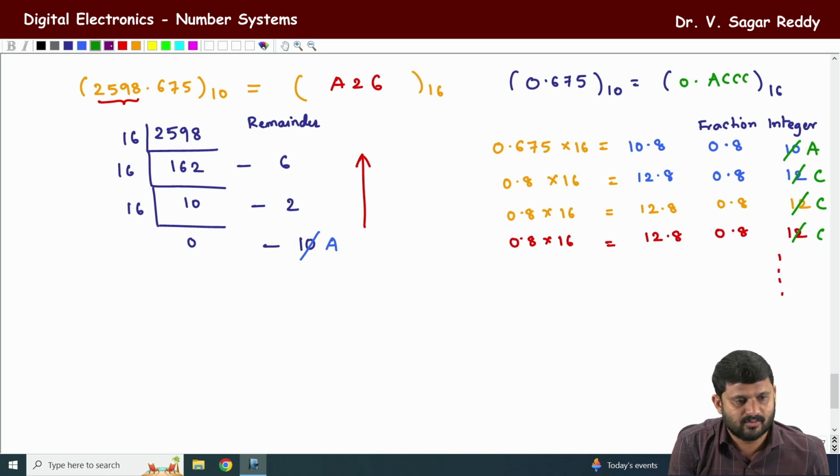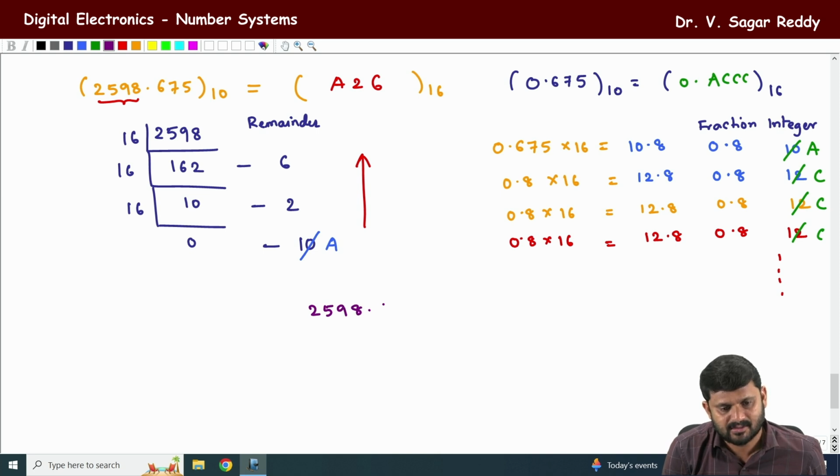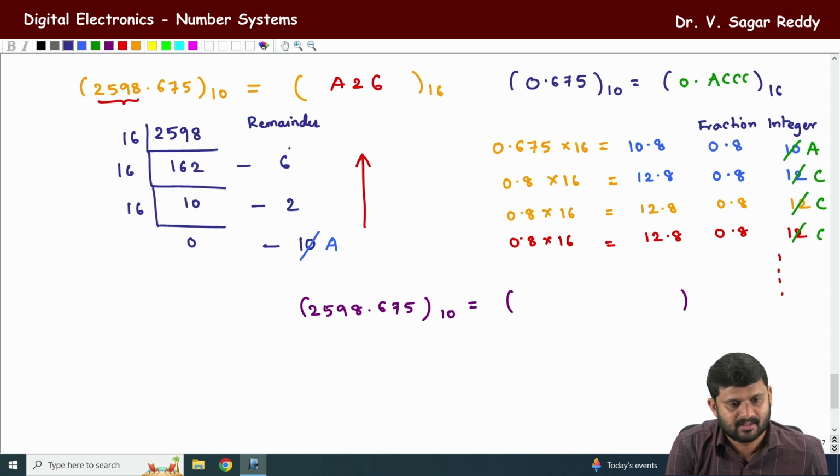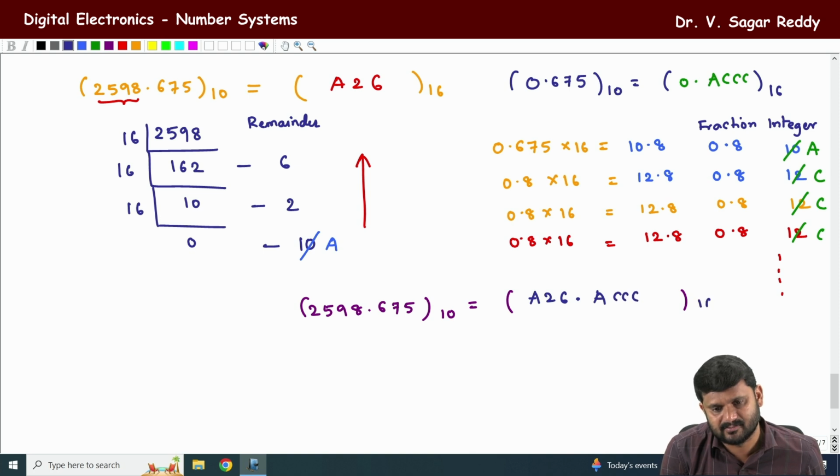So now if I want to write 22,509.675, the hexadecimal equivalent number is here. For the integer part we got A26, and for the fractional part we got ACC, like so. This is the approximate of this decimal number. I hope you understand how to convert a decimal number into hexadecimal by using successive division and successive multiplication, for a number that has both an integer part as well as a fraction part.